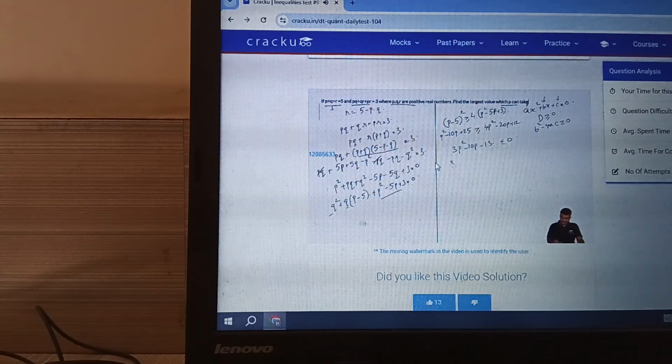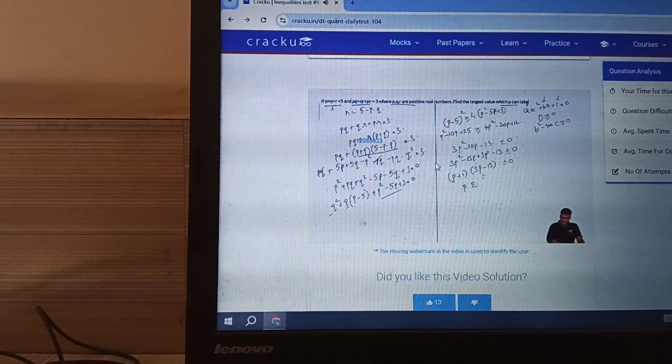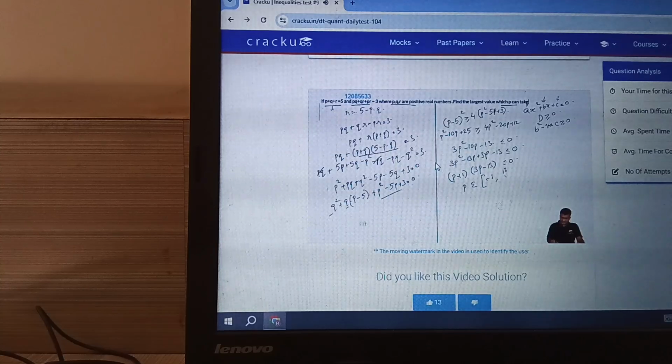So this would imply that 3P square minus 13P plus 3P minus 13 is less than or equal to 0, or P plus 1 into 3P minus 13 is less than or equal to 0. So the value of P will vary between minus 1 to 13 by 3. These are the two roots of the quadratic equation P plus 1 into 3P minus 13.